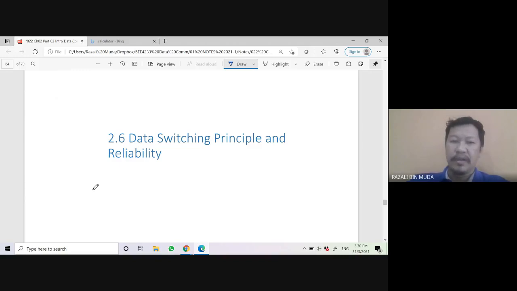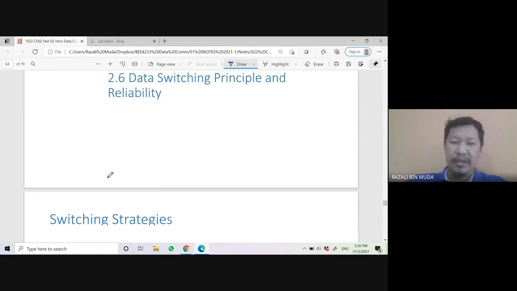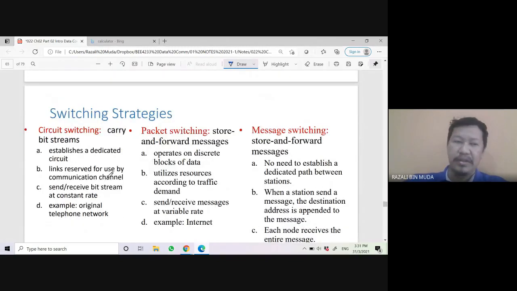The last topic: data switching principles and reliability. These are the switching strategies: circuit switching, packet switching, message switching. There are 3 types of switching strategies. Circuit switching carries bit streams. It establishes a dedicated circuit link reserved for use by the communication channel, sending and receiving the bit stream at a constant rate. Example: the original telephone network.